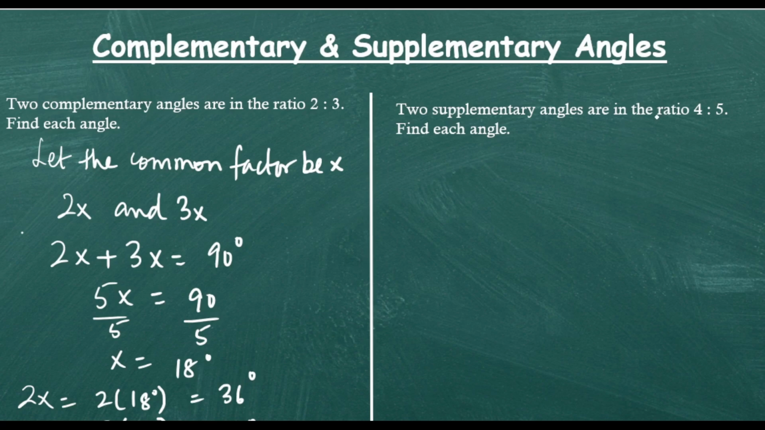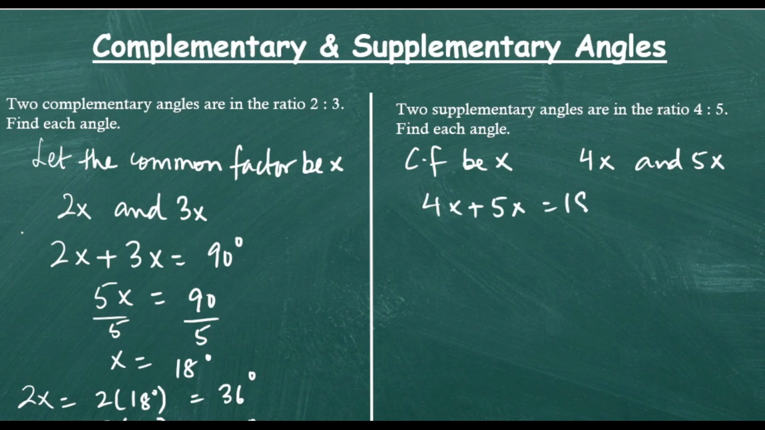Two supplementary angles are in the ratio 4:5. Find each angle. Let the common factor be x. So the angles are 4x and 5x. They are supplementary, so their sum would be equal to 180 degrees. 4x plus 5x is 9x equals 180 degrees.